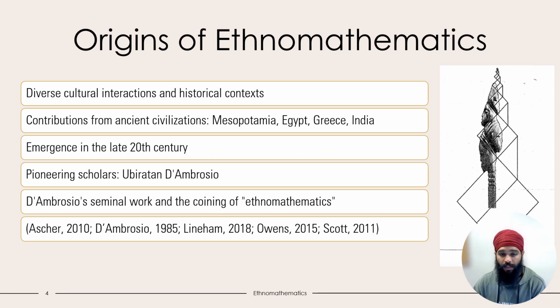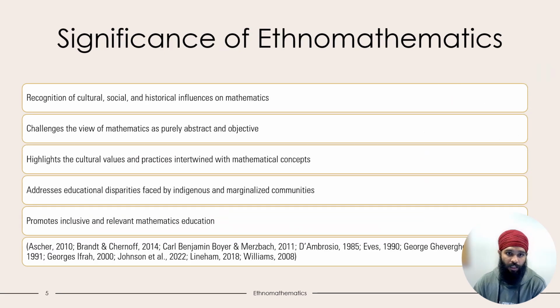In fact, the term ethnomathematics was coined in the late 1970s by the Brazilian mathematician D'Ambrosio. In his seminal work, D'Ambrosio argued that traditional mathematics education often overlooked the rich mathematical traditions of non-Western cultures. He proposed ethnomathematics as a means to recognize and validate these diverse mathematical practices, thereby promoting a more inclusive and equitable view of mathematics. The field arose from the recognition that mathematical ideas and practices are deeply influenced by cultural, social, and historical contexts. This perspective challenges the dominant narrative that views mathematics as a purely abstract and objective field, independent of human experience.